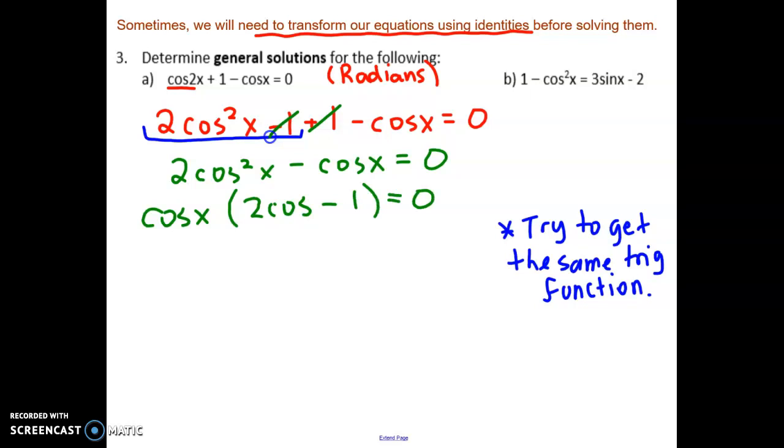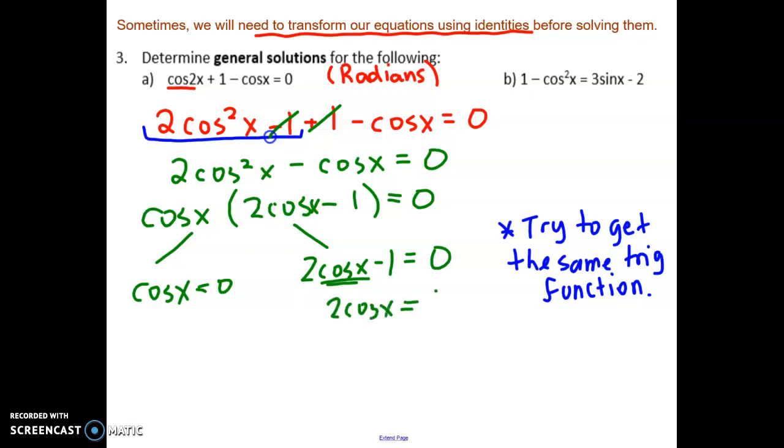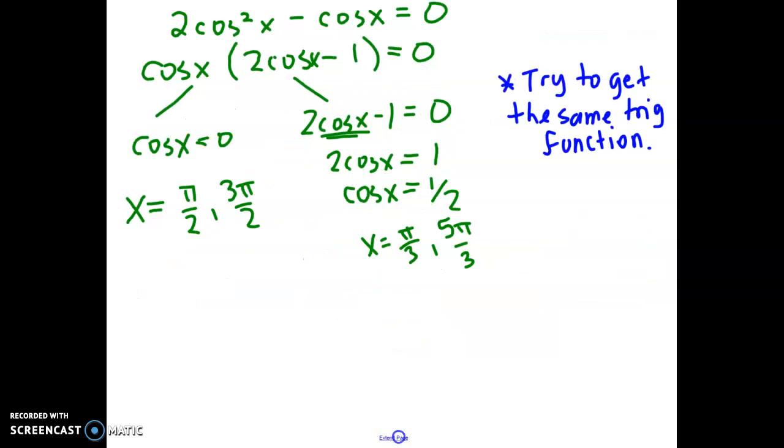Now, like any quadratic, once it's factored, we set each factor equal to 0. So we're going to have a cos x equals 0, and a 2 cos x minus 1 equals 0. We're almost done. Cos x equals 0, that one is done. But the other side here, I still need to get that cos part by itself. So if I add the 1, and then divide out the 2, we get that cos x equals 1/2. Are we done now? Okay, so we look on our circle, and we find these to be our answer.